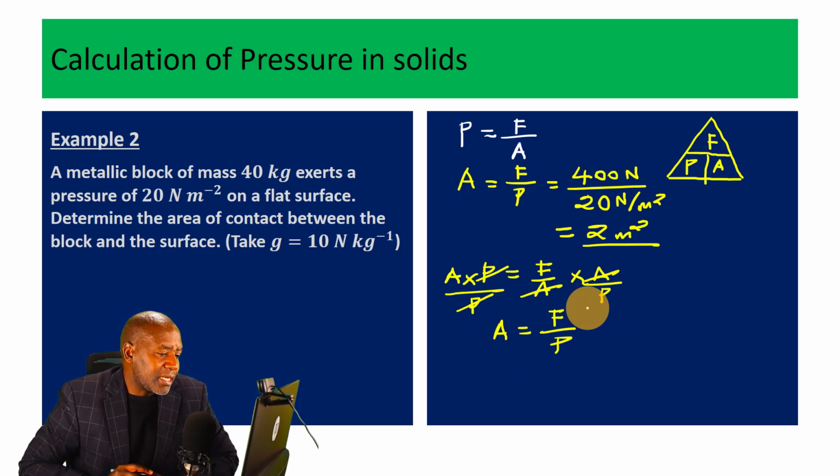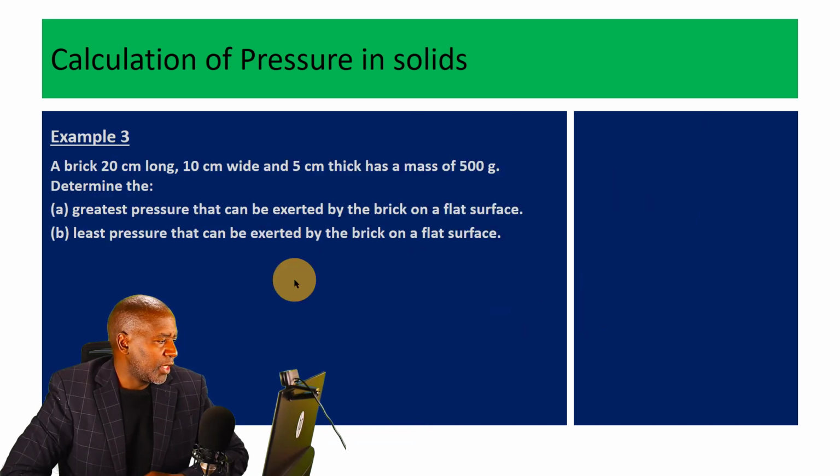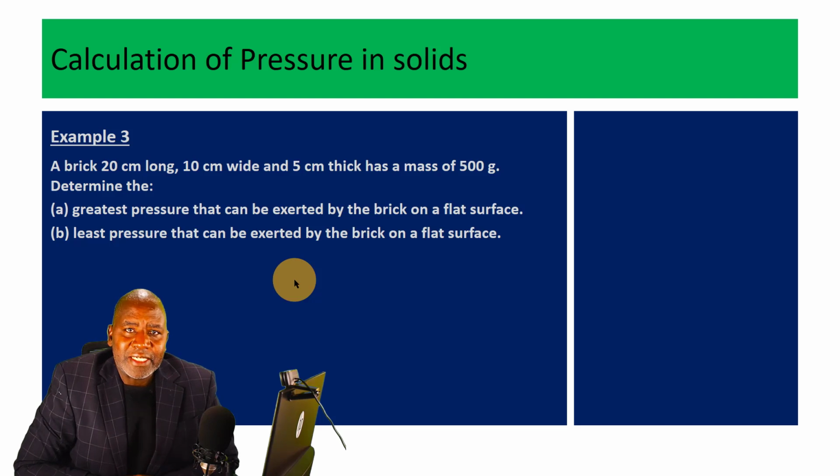Let's look at example number 3. Okay, in example 3, we are told that a brick 20 centimeters long, 10 centimeters wide, and 5 centimeters thick has a mass of 500 grams. Determine the greatest pressure that can be exerted by the brick on a flat surface, and then determine the least pressure that can be exerted by the brick on a flat surface.